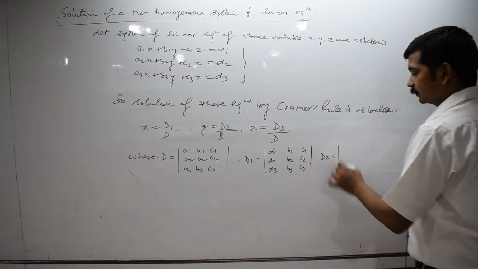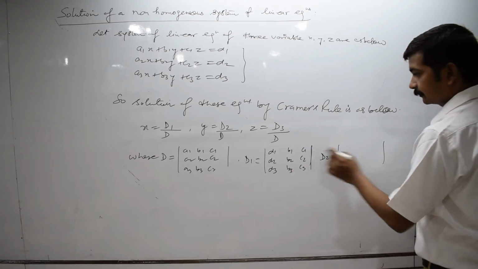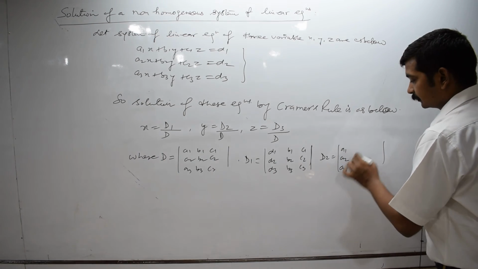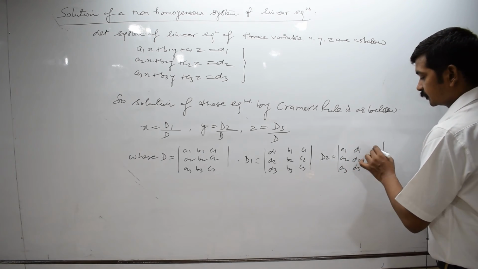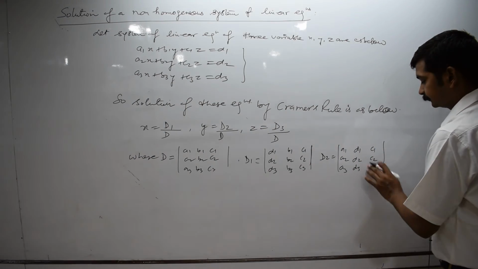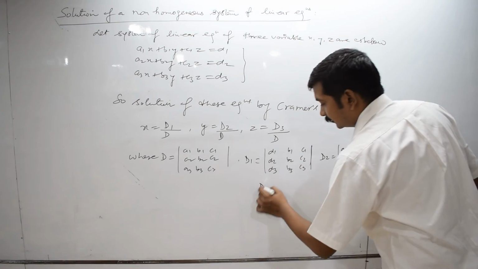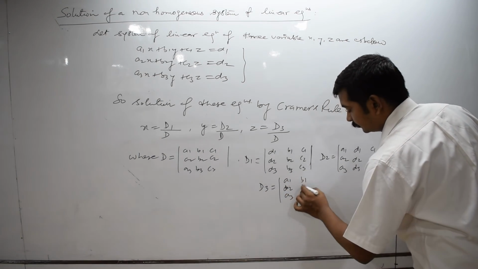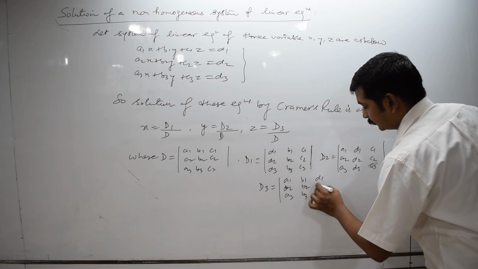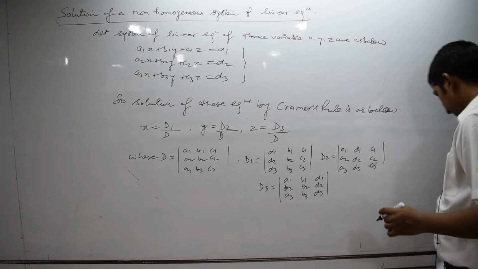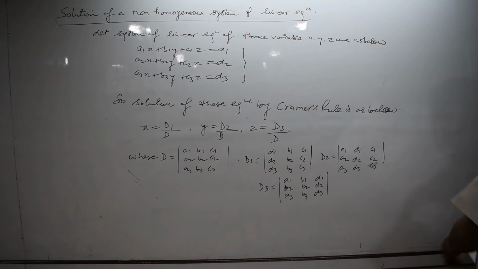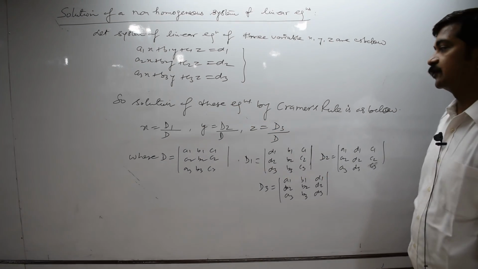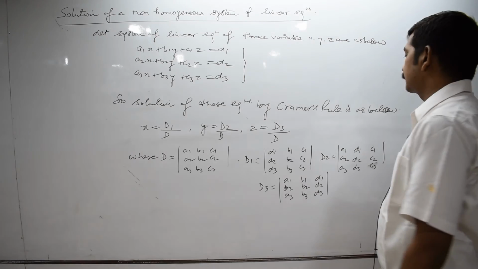D2 is also found by replacing the second column in D, so a1, a2, a3, then d1, d2, d3, then c1, c2, c3. Now, D3 has a1, a2, a3, b1, b2, b3, and the third column d1, d2, d3. So, by this method we find the values of x, y, z, and this method is known as Cramer's rule.